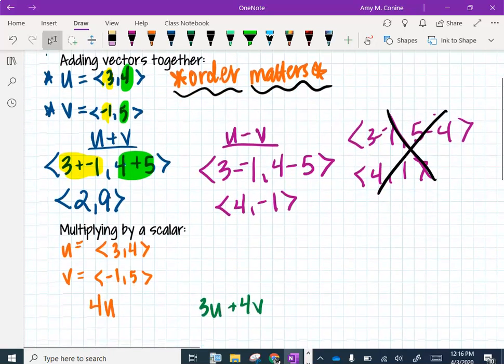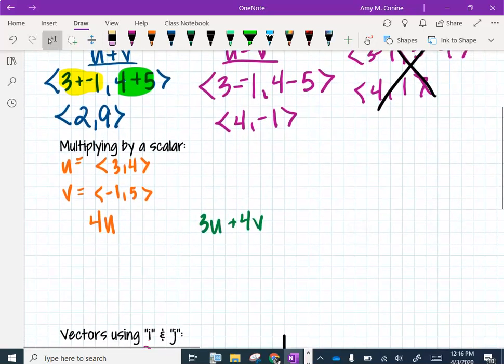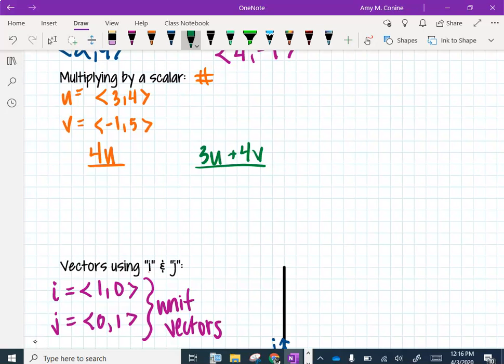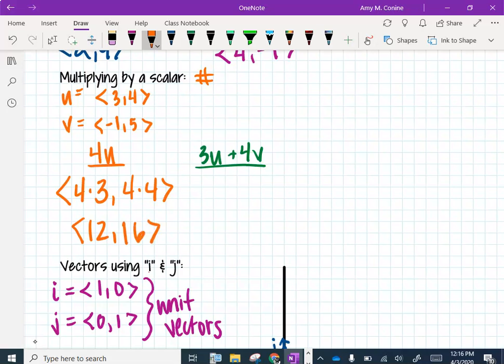So that's addition and subtraction. We're going to jump down to multiplying by a scalar. If you remember, multiplying by a scalar is just multiplying by a number, and that's all a scalar is. So we're going to do 4u, and then we're going to do a combination of the two that we just talked about. We're going to use the same vectors, 3, 4, and negative 1, 5. If we're multiplying u by 4, we take the value of the x's and multiply by 4, and then take the value of the y's and multiply by 4. So we should get a vector of 12, 16.